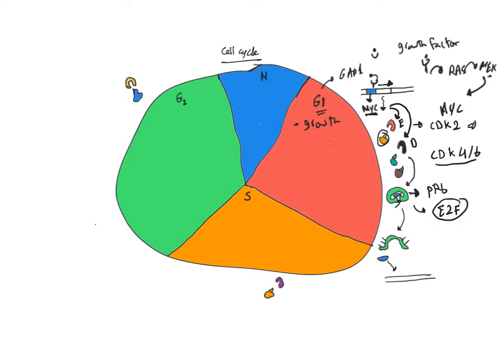So what CDK4 and CDK6 do is phosphorylate this part right here to release the co-transcription factor E2F, which goes and binds to the regulatory sequence. Then the cell says, okay, we're going to go to the next step, which is the S phase. So this is the permission for them to go to the S phase.